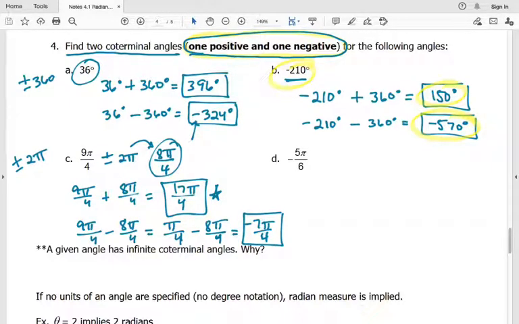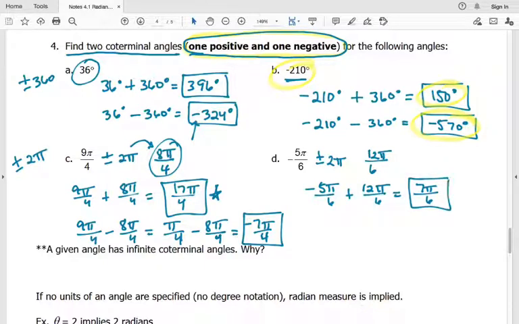All right, now we've started with negative 5 pi over 6. So when we add or subtract 2 pi to that, what I'm really adding or subtracting is 12 pi over 6. So we start off with negative 5 pi over 6 plus 12 pi over 6, which gives me 7 pi over 6. That's a positive coterminal angle. To get a negative one, I'm going to subtract 12 pi over 6, which would be negative 17 pi over 6.